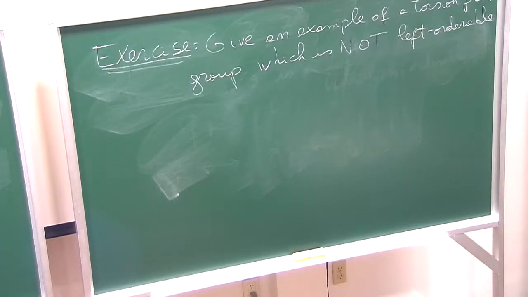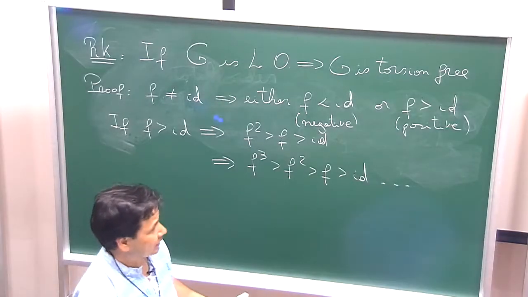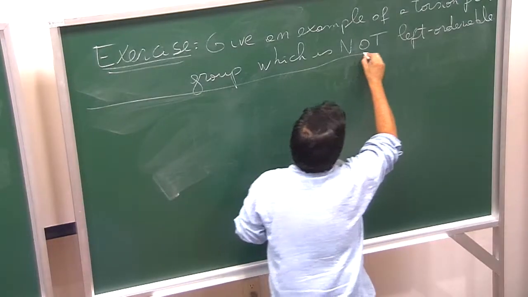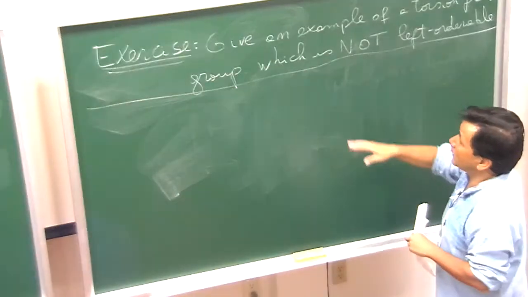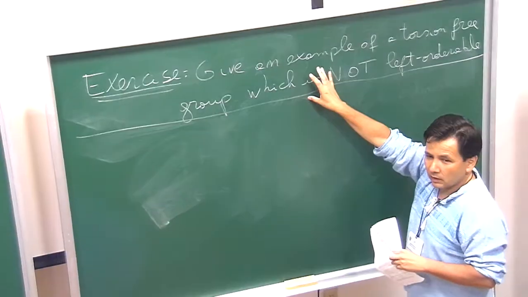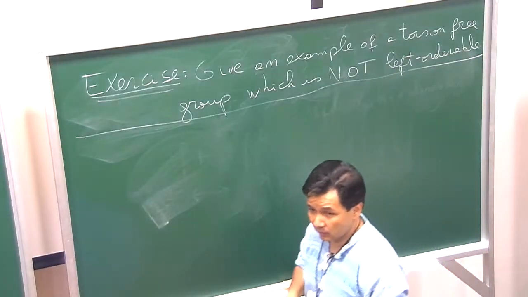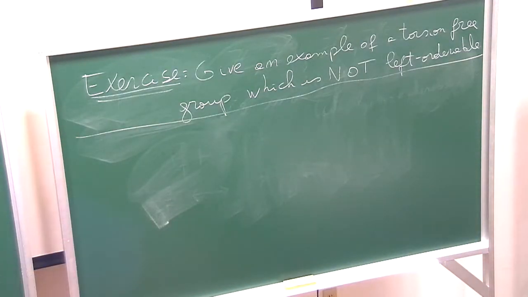Okay. It's not that easy. I mean, you have to think a little bit and maybe try modifying a little bit the integers. You will get something, but it's not that easy. For instance, if you have an abelian group, being torsion free and being orderable are the same. Okay. So you have to go beyond abelian groups.